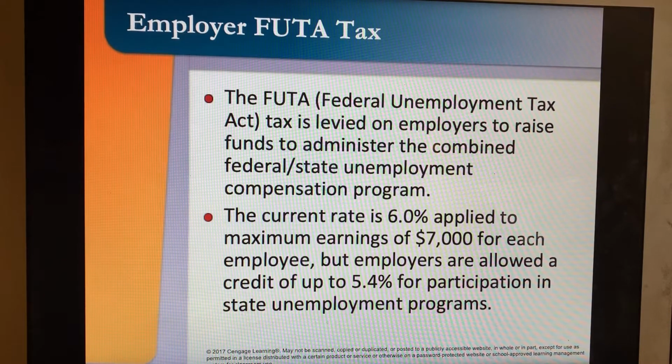FUTA, the Federal Unemployment Tax, is levied on employers to raise funds to administer the combined federal-state unemployment compensation program. The current rate is 6% applied to maximum earnings of $7,000 for each employee, but employers are allowed a credit of up to 5.4% for participation in state unemployment programs.